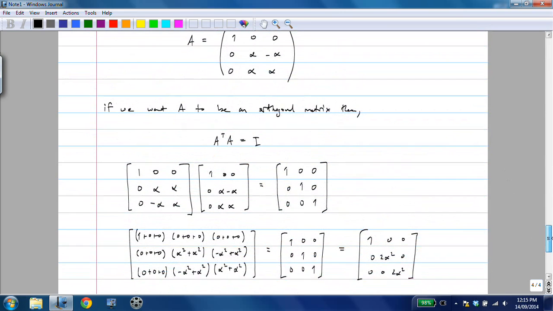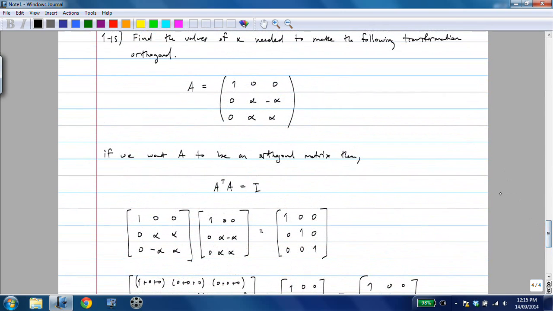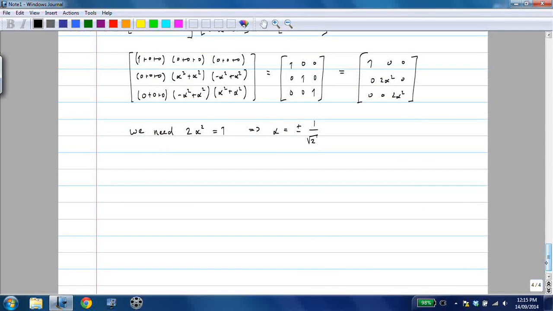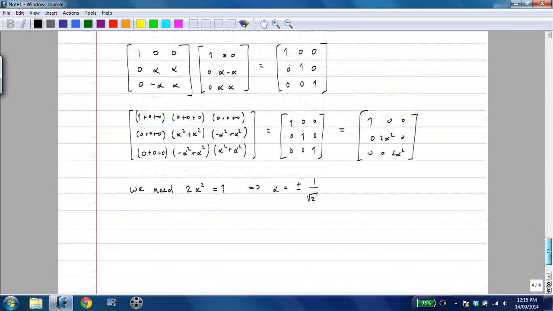So in this question, we used this identity here in order to solve for the alpha values. And that is it for the tutorial for this week. Thank you.